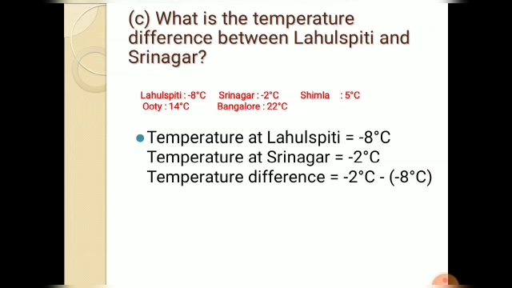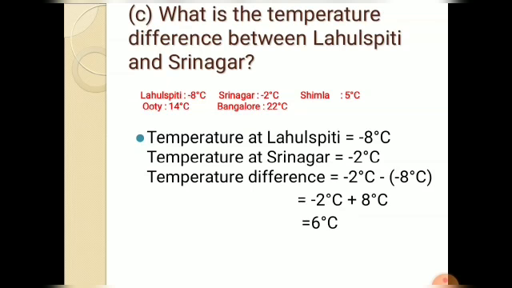So we are subtracting the smaller from the bigger one, that is -2 degrees Celsius minus of -8 degrees Celsius. Now again, minus minus is plus. So -2 degrees Celsius plus 8 degrees Celsius. Now, adding with different signs, plus minus, so 8 minus 2 is 6 degrees Celsius. As 8 is the bigger one, we will have the positive sign. So the temperature difference between Lahul Spiti and Srinagar is 6 degrees Celsius.